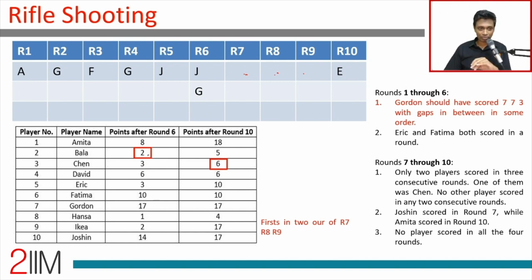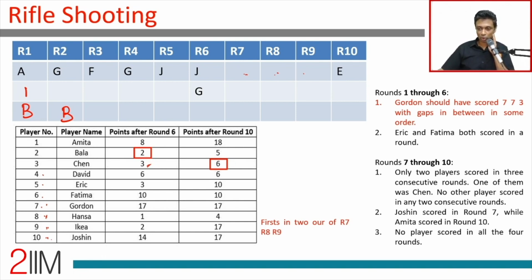Now come to Bala. Bala has played round 1 and round 2. Would not have played round 3, 4, 5, 6. He's played round 7, 8, 9, 10. Round 1 and round 2, you got 2 points. This is Bala. Chen has played after round 6. He would have played in rounds 1, 2 and 3. And then not played in round 4, round 5, round 6, round 7. Played in rounds 8, 9, 10. Brilliant. He gets 3 points in the first 3 rounds, 3 points in the last 3 rounds.